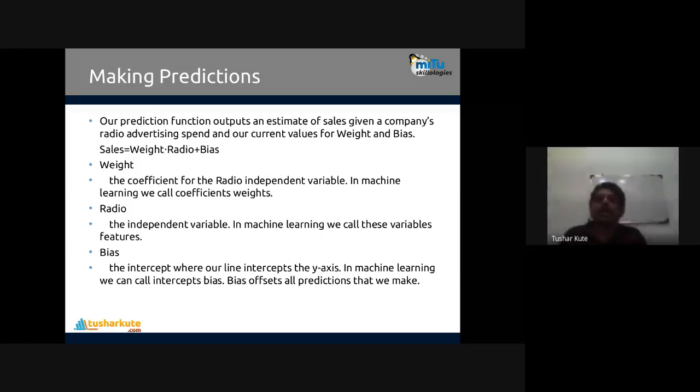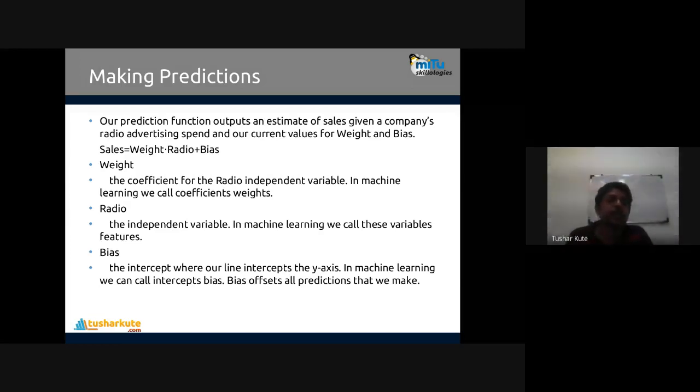Our prediction function outputs an estimate of sales given a company's radio advertisement spend and our current values of weight and bias. Weight and bias, two things are mentioned in it. So sales is equal to weight times radio plus bias. It's like y equals mx plus c. So m, which we call the slope, is multiplied. That's why it's called weight. And bias, which is c, is added. It is the intercept, which is added. That's why it's called bias. So basically, weights are multiplied, bias is added.